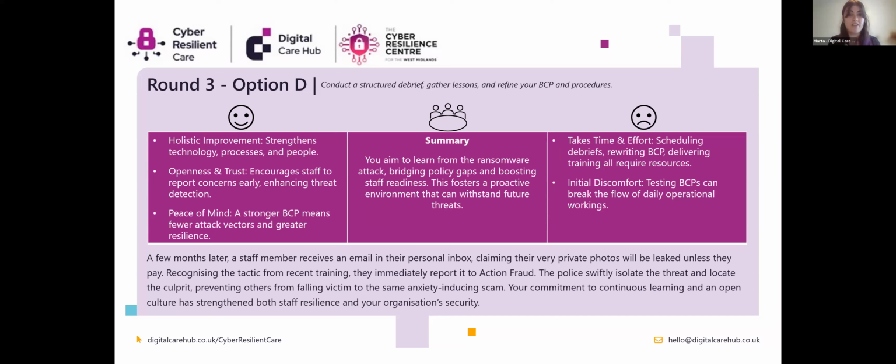In this situation, a few months later, a staff member receives an email in the personal inbox claiming that their very private photos will be leaked unless they pay. Recognizing the tactic from the recent training, they immediately report it to Action Fraud. The police swiftly isolate the threat and locate the culprit, preventing others from falling victim to the same anxiety-inducing scam. Your commitment to continuous learning and an open culture has strengthened both staff resilience and your organization's security.